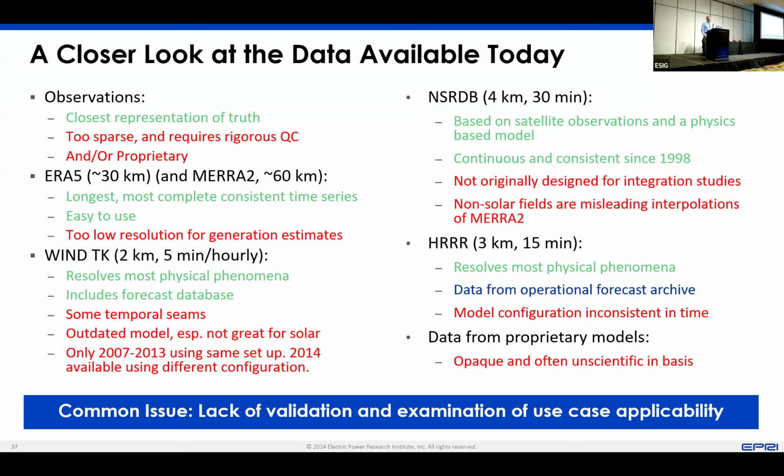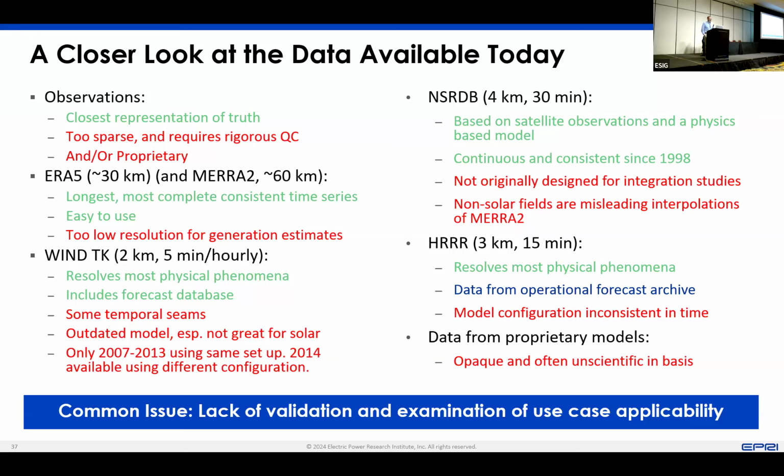So MERRA-2 is a reanalysis data set that has found its way into NSRDB. This is in the documentation if you read it carefully, but the temperature data and the wind data that you're seeing in MERRA-2 is not of a quality that can be used for integration studies. It's very low resolution. But it's interpolated to 4 kilometers, which makes it appear as if it's high resolution.